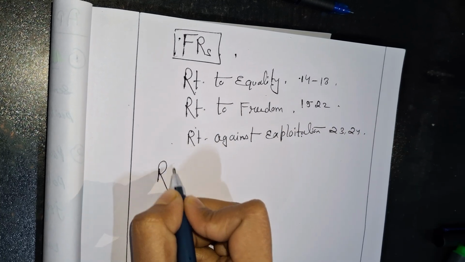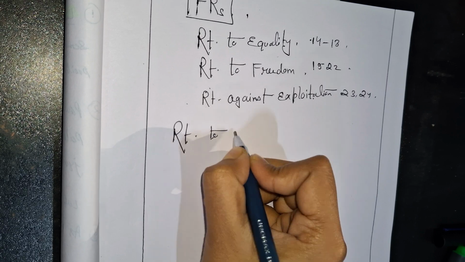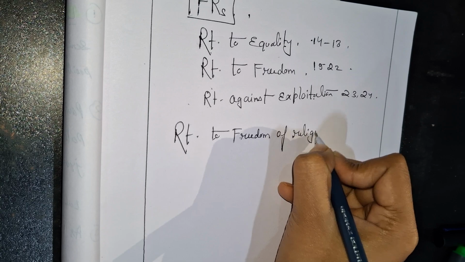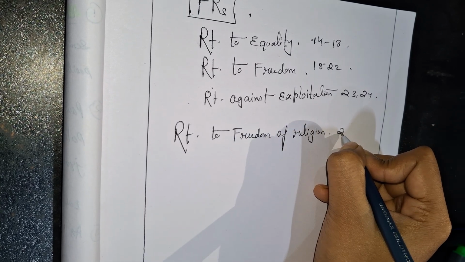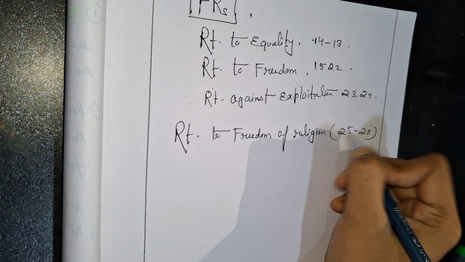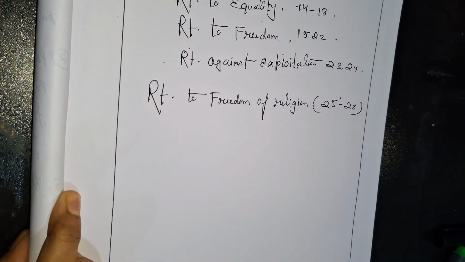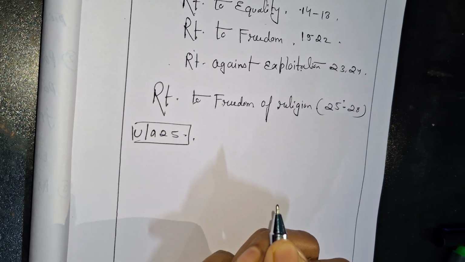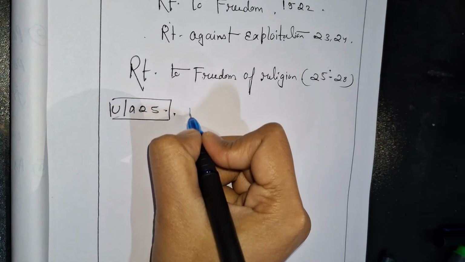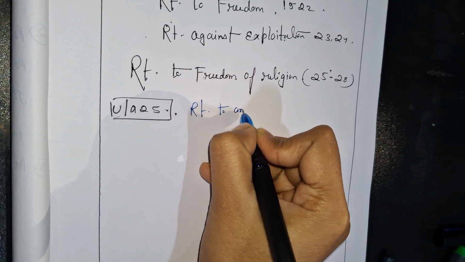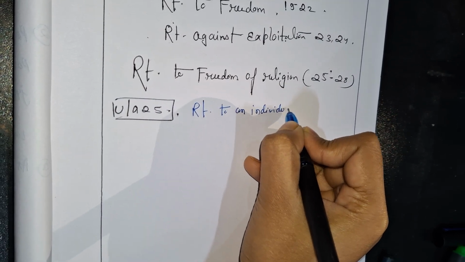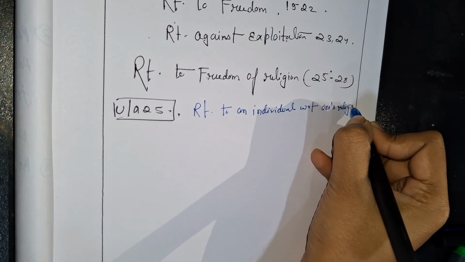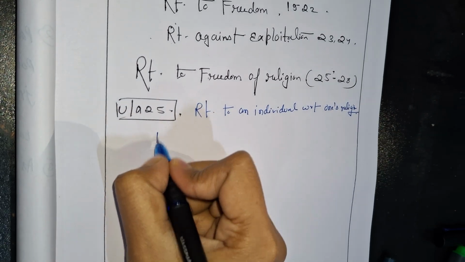Next, today we will read about Right to Freedom of Religion under Article 25 to 28. So let's start with Article 25. Article 25 provides a right to an individual with respect to one's religion. This article is not absolute.